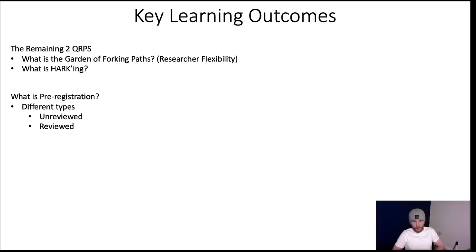Then we'll be discussing what pre-registration actually is. In particular, we'll be discussing two different types of pre-registration, broadly speaking, unreviewed and reviewed. You should pay specific attention to the reviewed version because for your assignment during week 10, you are going to be writing essentially a reviewed, what's known as a stage 1 registered report. In fact, you're going to be doing a stage 1 registered replication report.